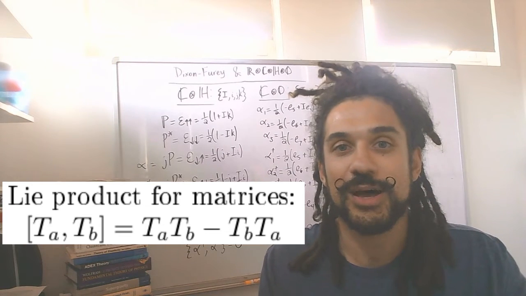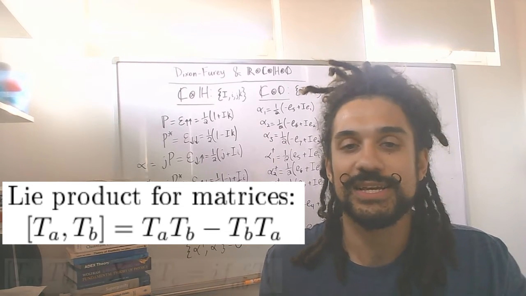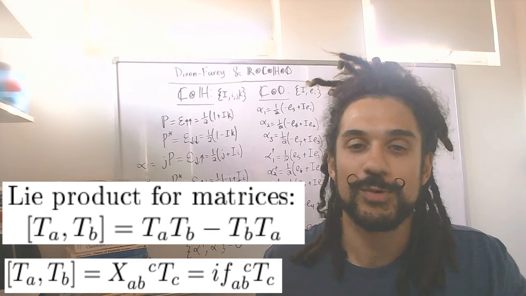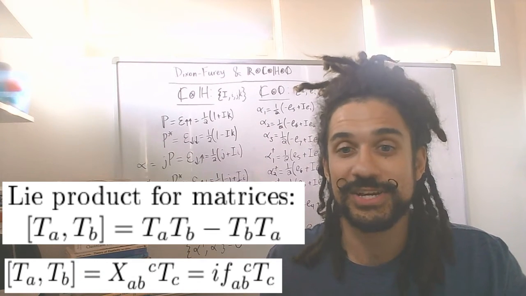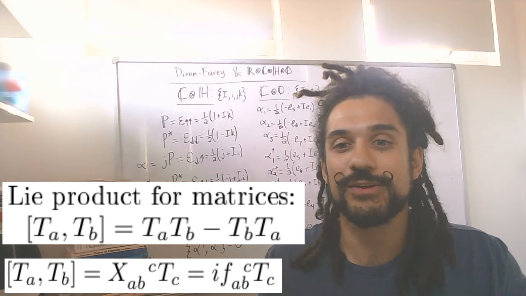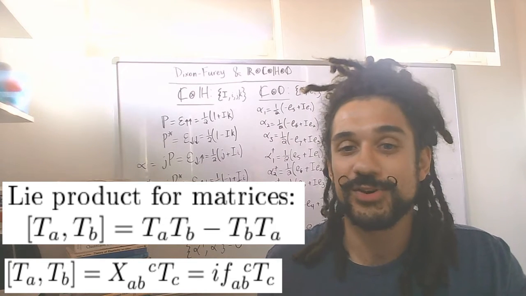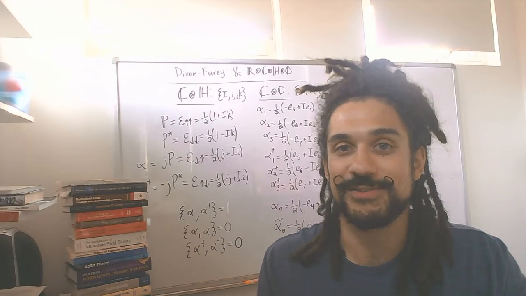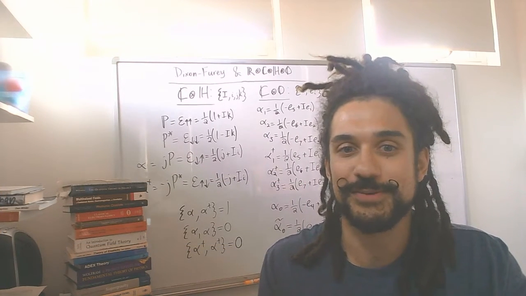For instance, the commutator of T_a and T_b is equal to i times f_abc times T_c, where T_a, T_b, and T_c are generators, and physicists often include a factor of i with the structure constants for convenience. Lie algebras also satisfy the Jacobi identity by definition.